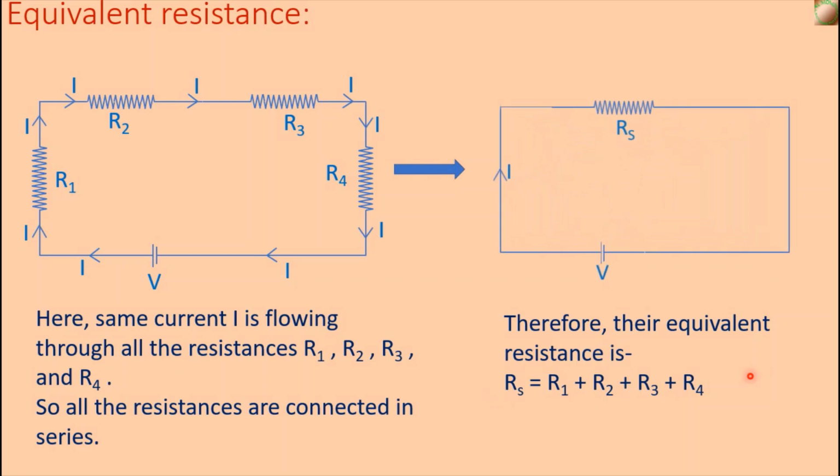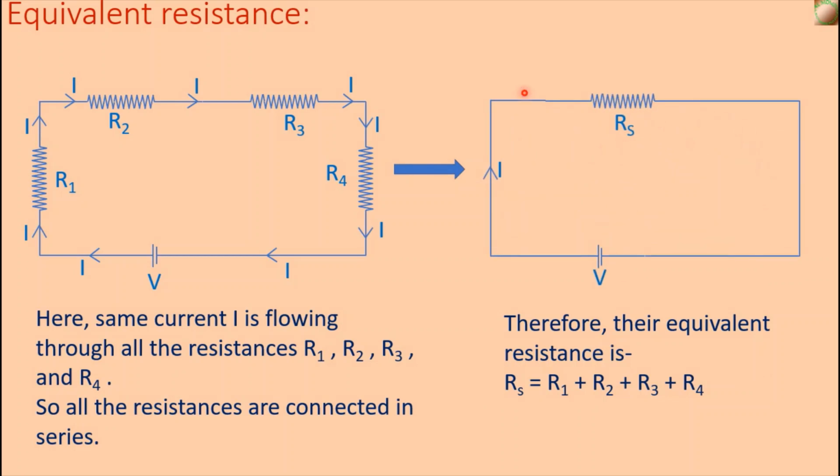That is, this is our new circuit. Here Rs is the equivalent resistance of 4 resistances R1, R2, R3 and R4. That is, this Rs is the equivalent resistance of all these 4 resistances. This is the circuit with equivalent resistance Rs, and here same current I is flowing through this circuit. Therefore we can say Rs is the equivalent resistance of R1, R2, R3 and R4.